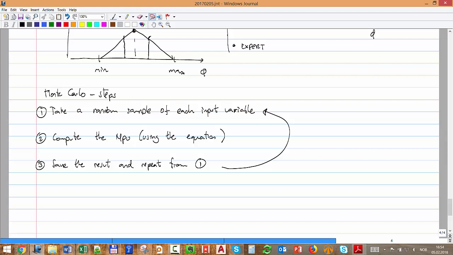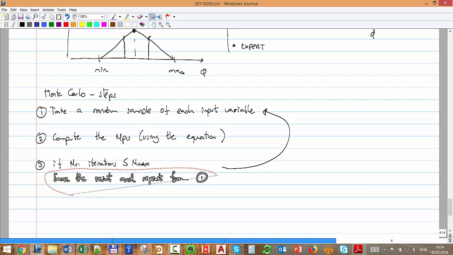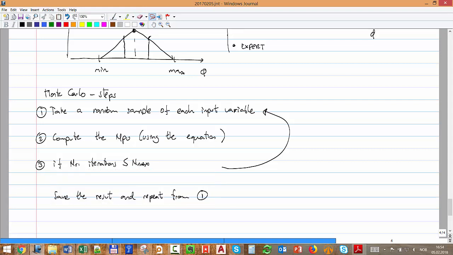So we have to make it more computer friendly. We have to think now in terms of a computer. So we say if the number of iterations is less than the number of iterations maximum, 1000, then I save the result and repeat from 1.